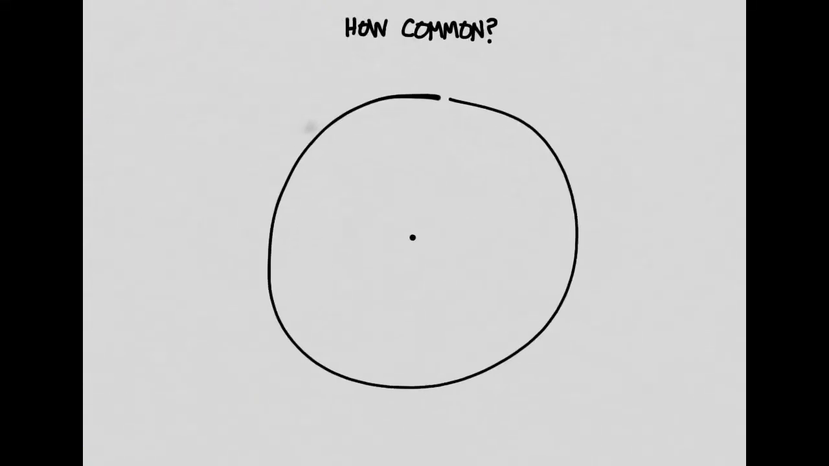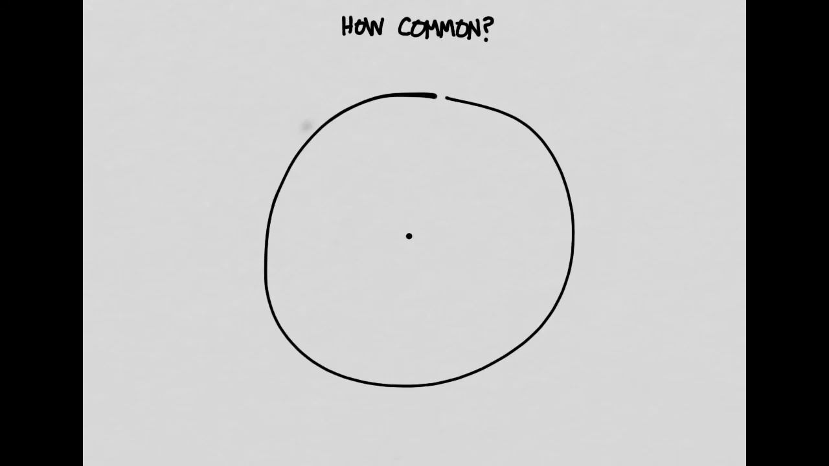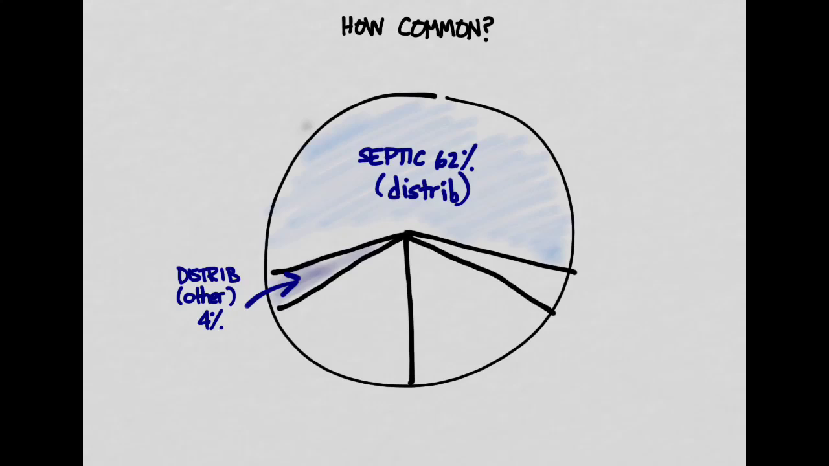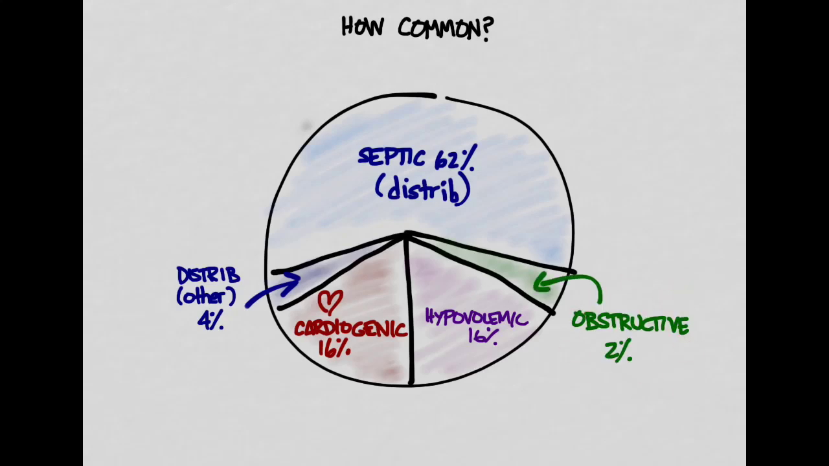So they had a wonderful picture in here, which was a pie graph showing how common each type is. And by far the one that wins is septic shock, and that's, of course, a kind of distributive shock. Other kinds of distributive shock, like anaphylaxis, only account for about 4%. Then in a tie for the next most common would be cardiogenic and hypovolemic. And then, of course, the last little sliver there belongs to obstructive shock.